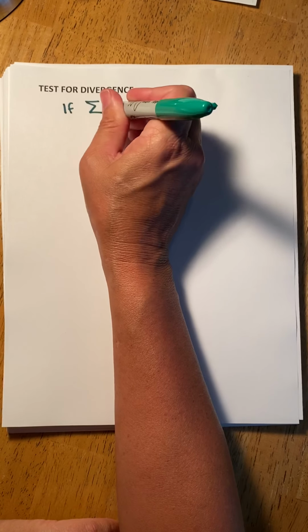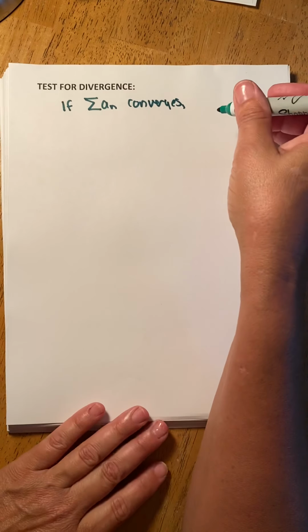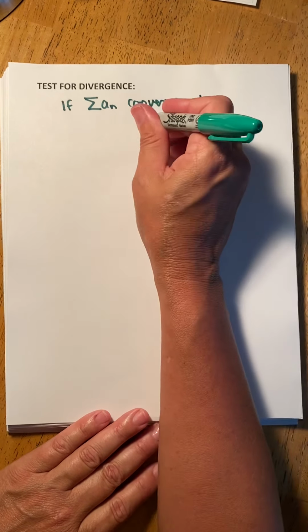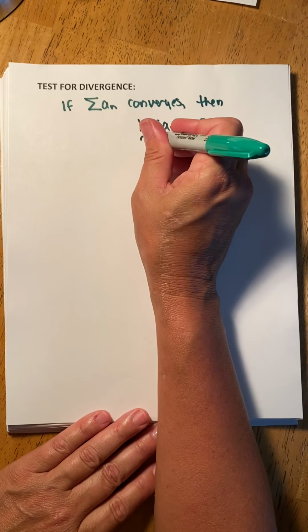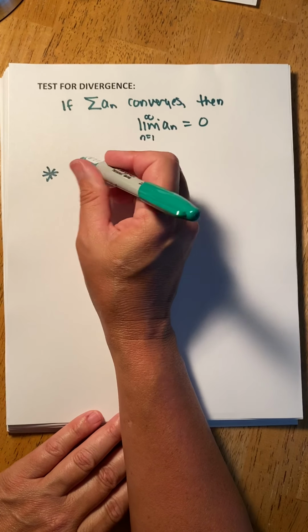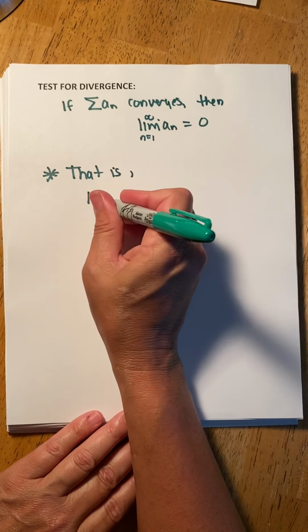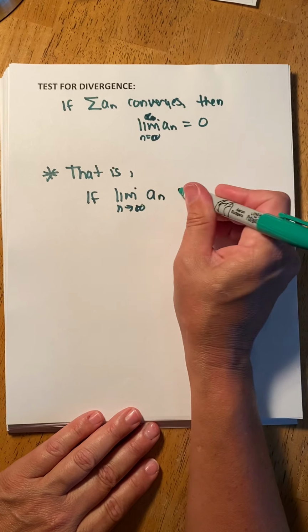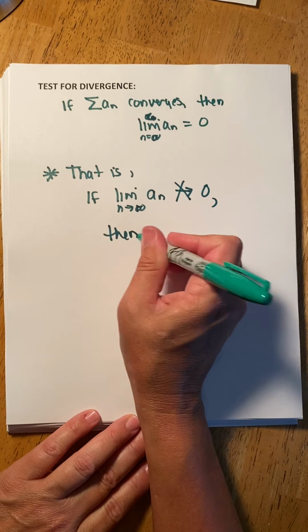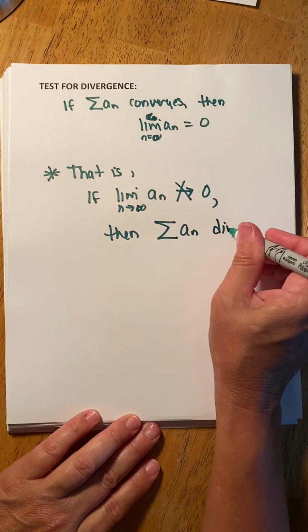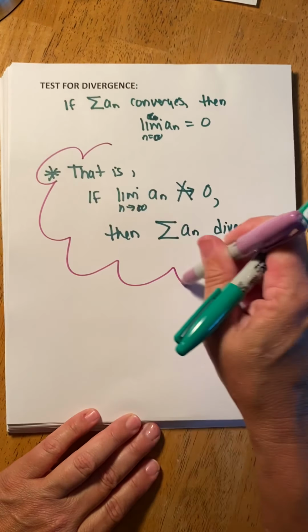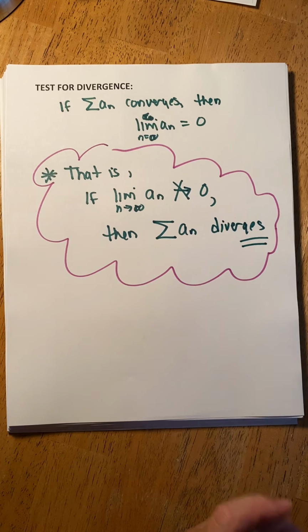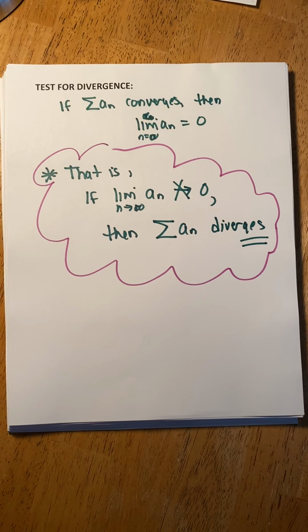A very useful theorem that can save us a lot of work is the test for divergence. The test for divergence says if the series a_n converges, all convergent series have a corresponding sequence that goes to 0. That is, we take the contrapositive of this. If this limit does not go to 0, then the corresponding series diverges. This is what we're going to use, because if the limit goes to zero, we can't make any conclusions. But if the limit of the corresponding sequence does not go to zero, we can conclude that the series diverges.